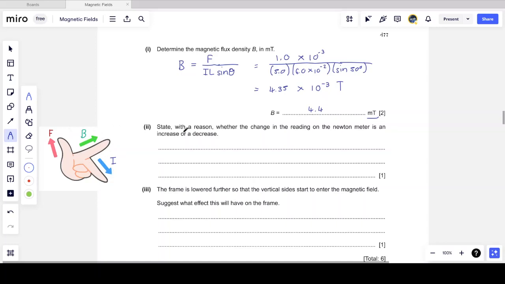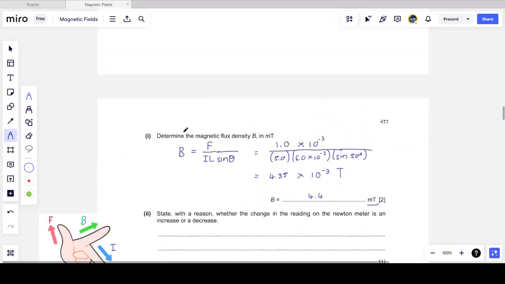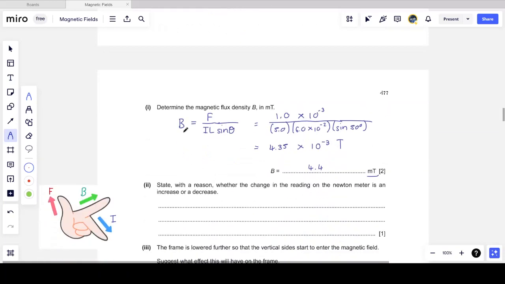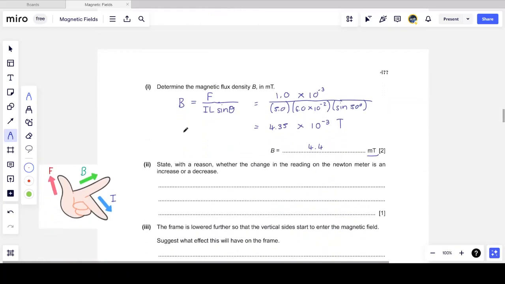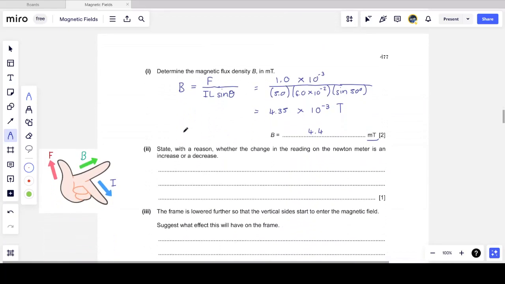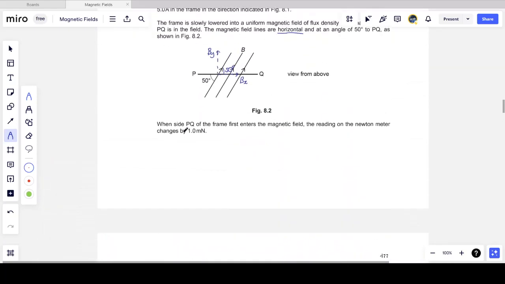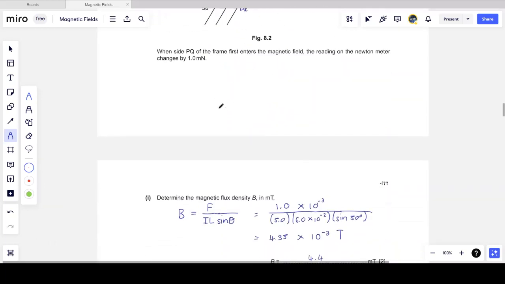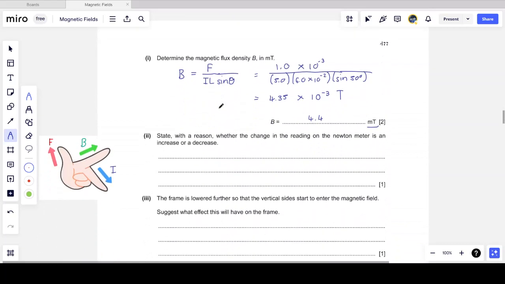Now, state with the reason whether the change is an increase or decrease. As I can see from the diagram, the current flows from P to Q. So my middle finger is going to point from left to right. And the field lines are pointing into the page. So as I look at it, the field lines that are causing the force upward, which is By, that component of the field lines is pointing into the page. And so what it means is that the force, F, points upward.